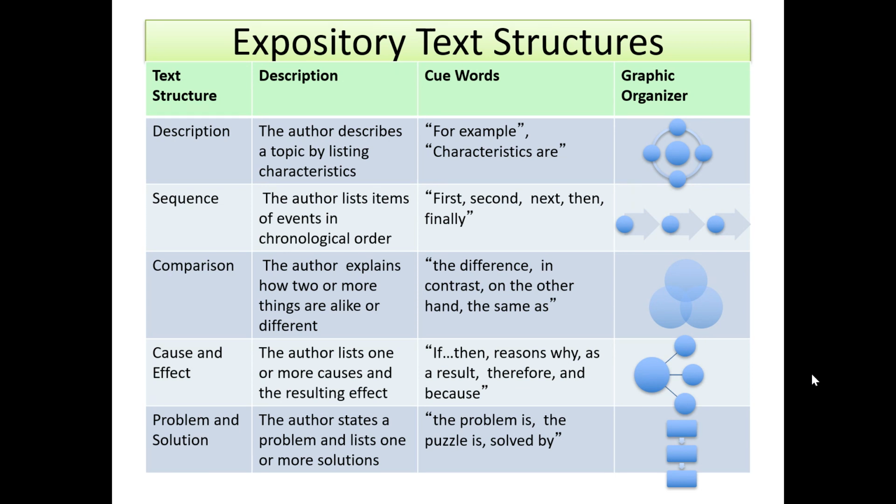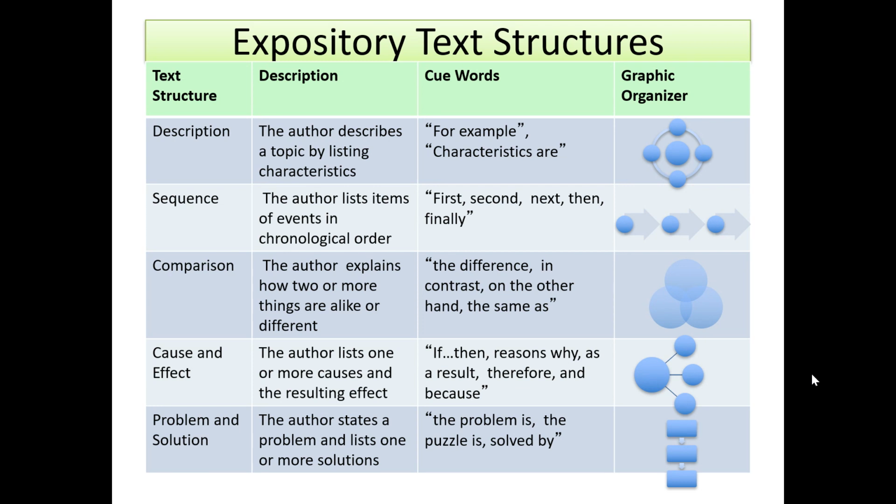Comparison texts. There are multiple items to compare and contrast. And in a comparison text, the author will take a look at characteristics of each of those things and describe how they are alike or different. Keywords for a comparison text for your students to look for are differences, contrasting, in comparison, on the other hand, same as. And you know, a Venn diagram is the best way to graphically organize a compare and contrast text.